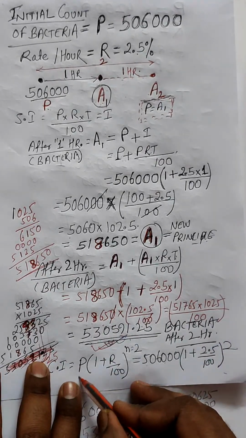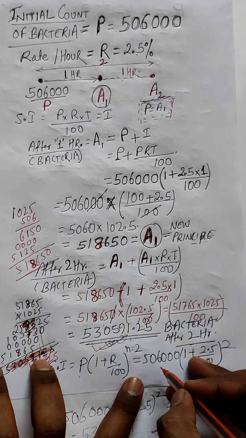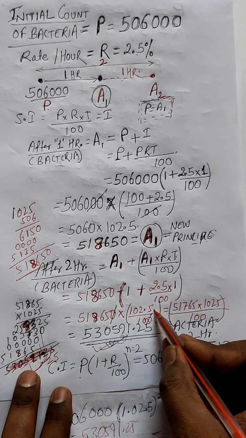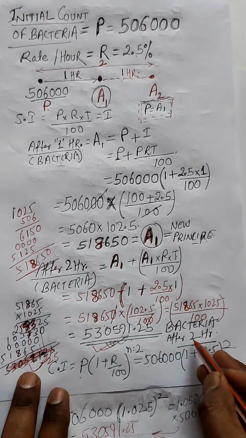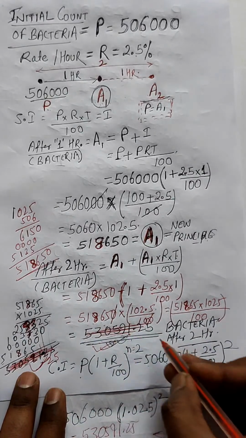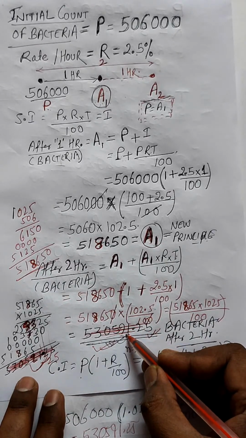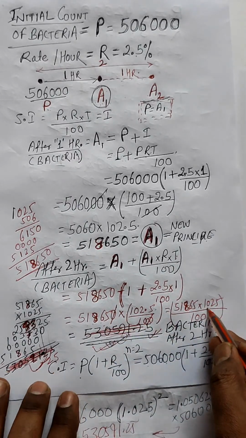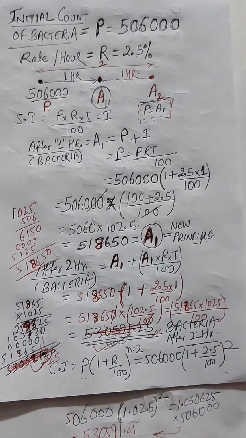So in place of this principal, this amount will be the principal, which will be 518650. 518650 multiplied by 102.5, so here it will be coming at some value, and you can take this value, and this will be the count after 1 year. When you calculate this value, the second part will be calculated. And using the compound interest formula you can also calculate it.